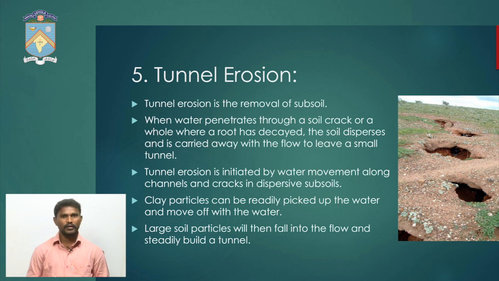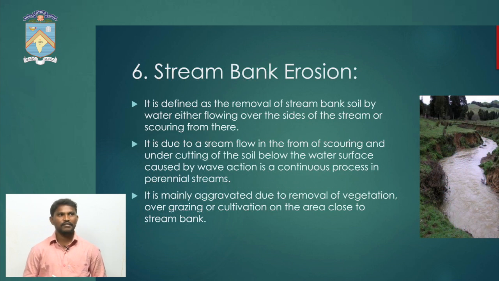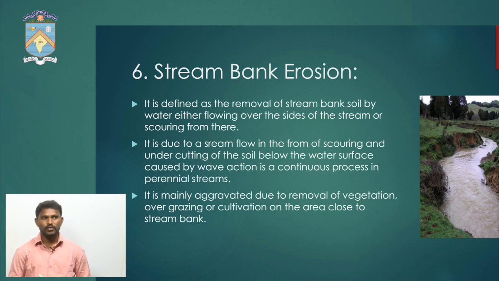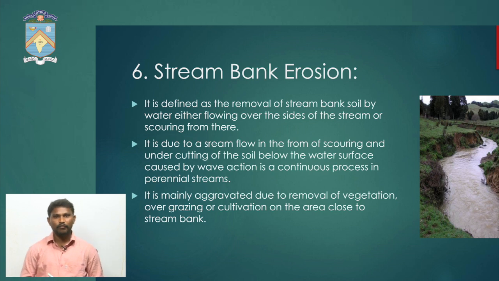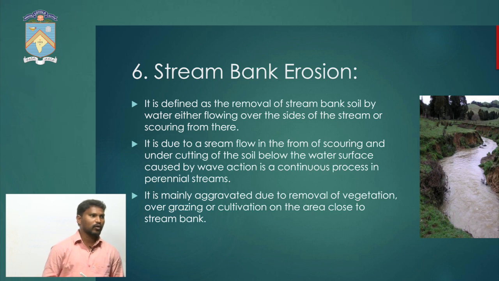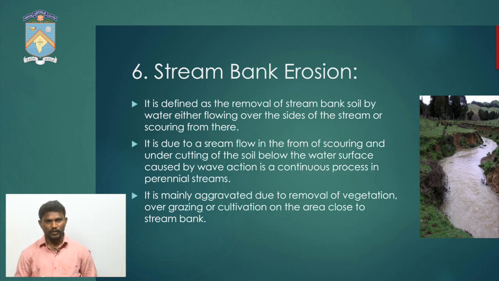Next form of erosion is stream bank erosion. It is defined as the removal of stream bank soil by water either flowing over the sides of the stream or scouring from there. It is due to stream flow in the form of scouring and undercutting of the soil below the water surface, caused by the action of water, and is a continuous process in perennial streams. It is mainly aggravated due to the removal of vegetation, overgrazing or cultivation on the area close to the stream bank.